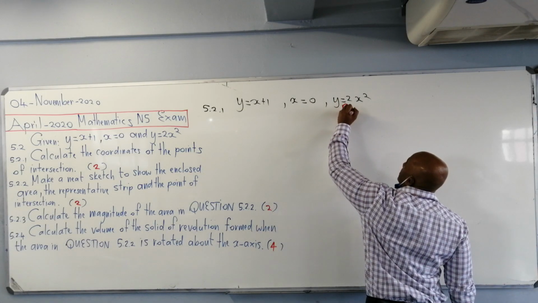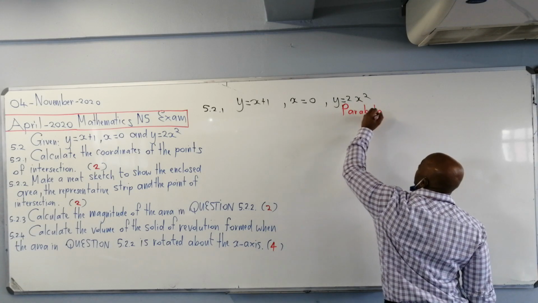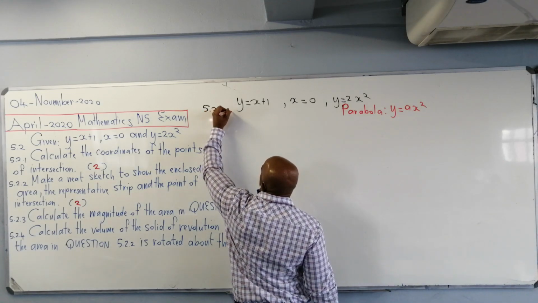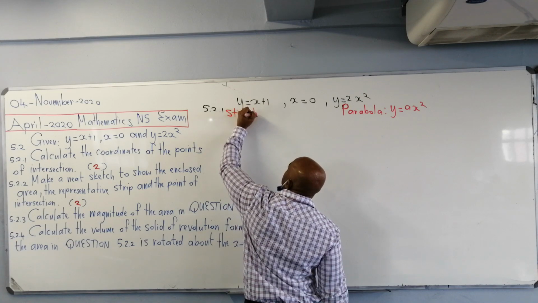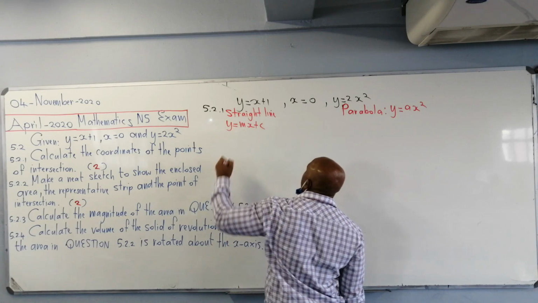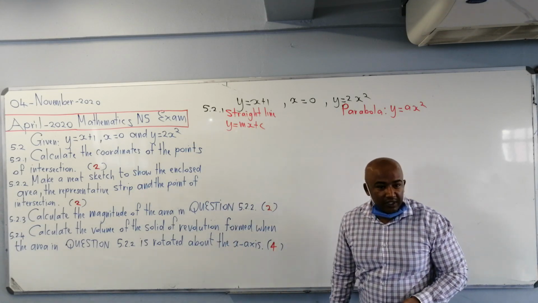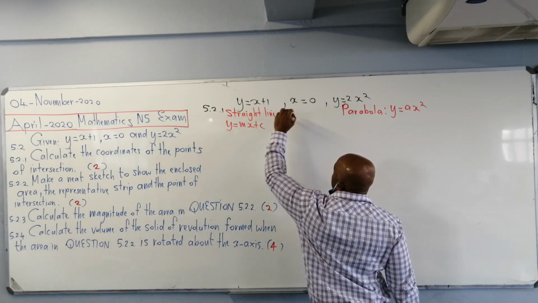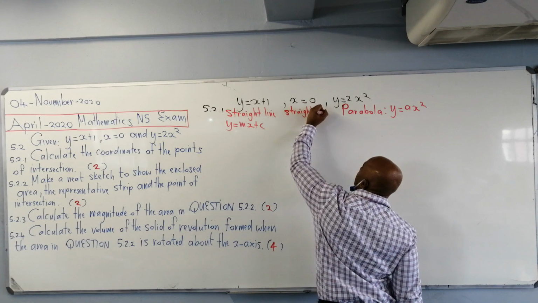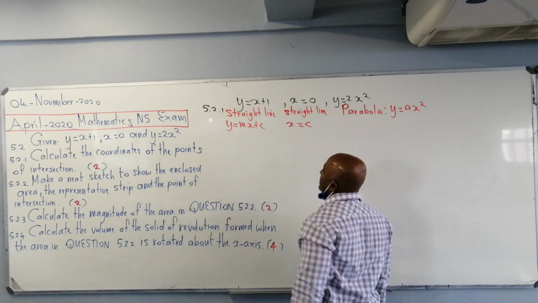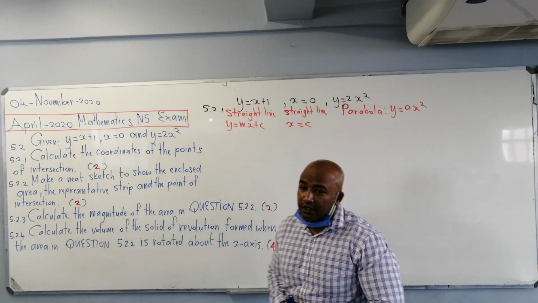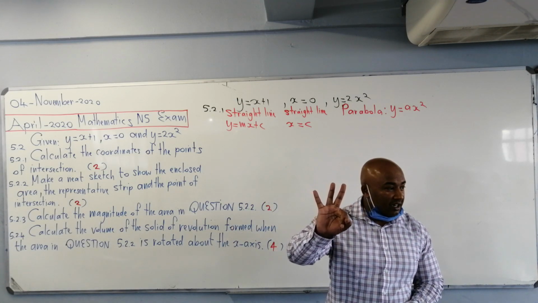So this is your parabola and it's in the form y is equal to ax squared. This is your straight line in the form y is equal to mx plus c, and this is also a straight line. And x is equal to c, x is equal to a number. Basically we are dealing with three graphs.